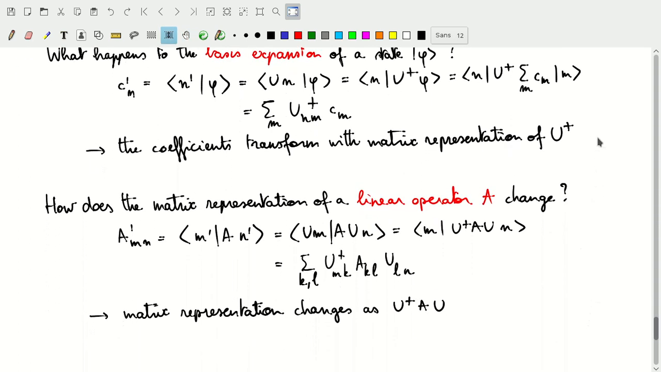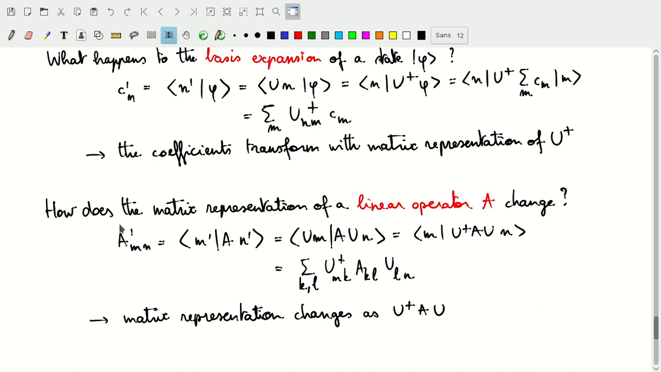What happens if we do something similar to the linear operator? How does our linear operator look after transforming our old orthonormal basis into a new orthonormal basis? We apply the same approach here. We write down what our a prime mn is defined as. We have our bra m prime with the ket a times n prime, a operating on n prime. If we again work through this, we end up with a matrix that is now a product of the matrix representation of the adjoint of this unitary operator, then the matrix representation of the linear operator in the original basis, and then the matrix representation of the unitary operator.